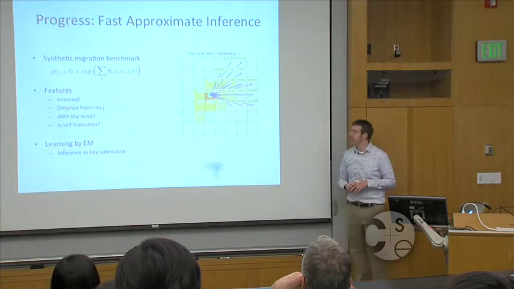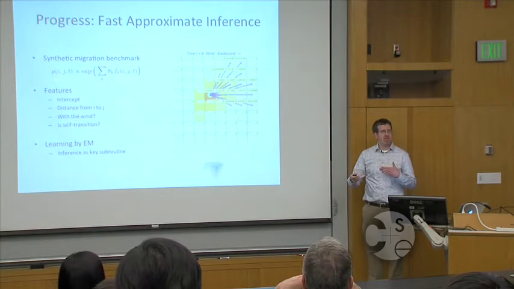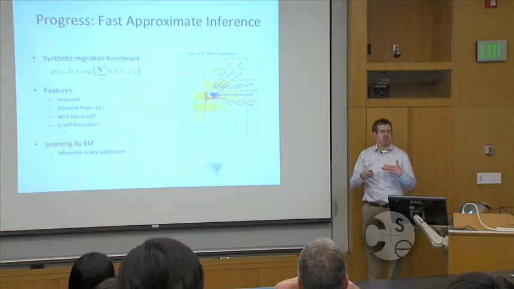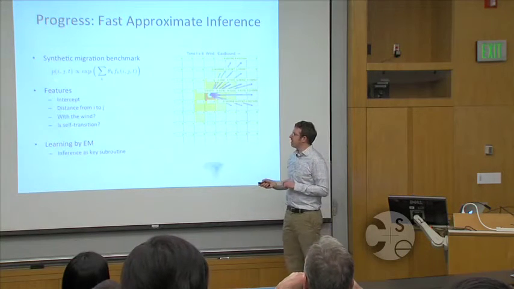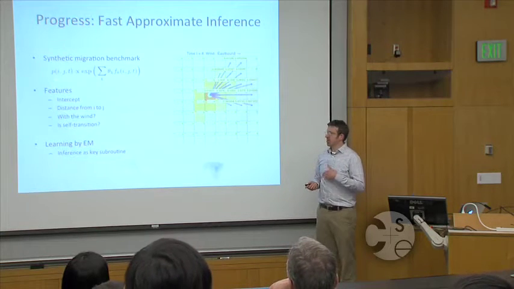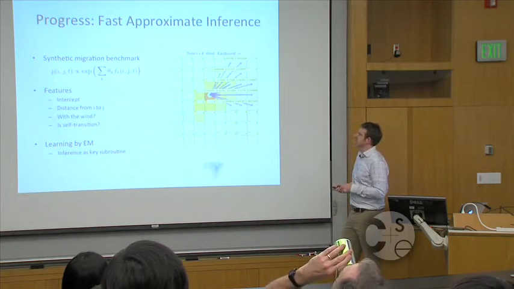Is it a self-transition? Then we have a true set of parameters. We generate data from this model, and then we try to recover the parameters using maximum likelihood estimation and collective graphical models. And the way that we do learning is using EM, or expectation maximization, with inference as the key subroutine. So let me go back one slide to explain that a tiny bit more.